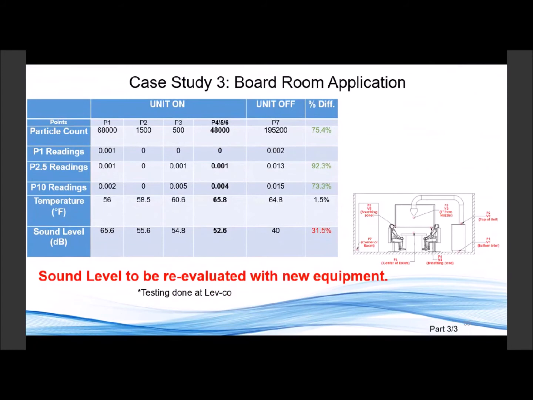Here's some results. Once again, we can look at it later, but there was a substantial reduction in particle counts and particulate matter.